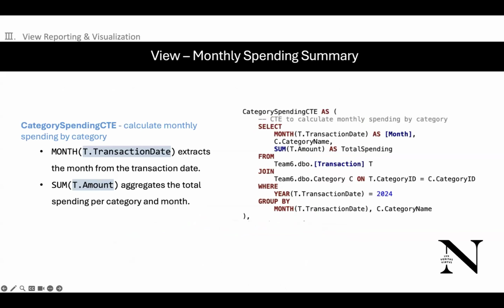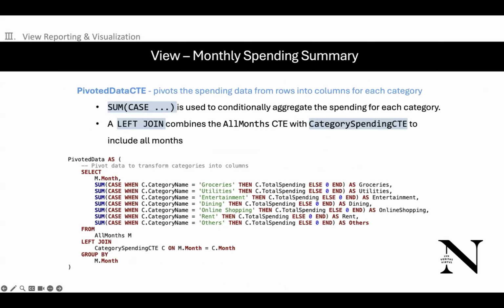So here we have the category spending CTE, which calculates monthly spending by category. We use the month function on transaction date to extract the month. Then we use the sum to aggregate the total spending per category and month. And here we have the pivoted data CTE, which pivots spending data from rows into columns for each category. We use sum to conditionally aggregate the spending for each category, and we use the left join to combine all months CTE with category spending CTE to include all months.